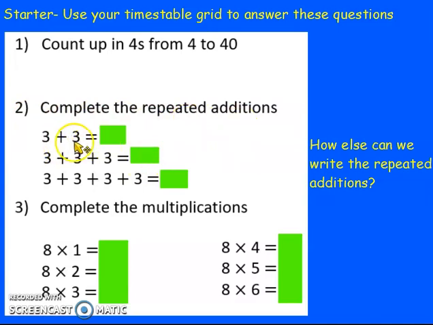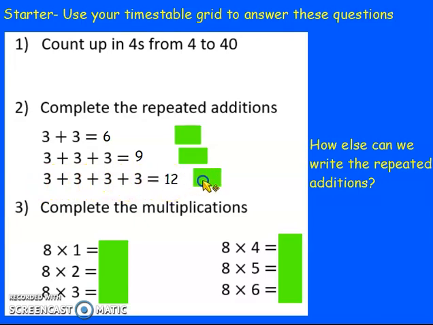So 3 add 3 equals 6. Well done. 3 add 3 add 3 equals 9. And 3 plus 3 plus 3 plus 3 equals 12. Now I've got a little question here. How else can we write repeated additions? So pause and have a think.